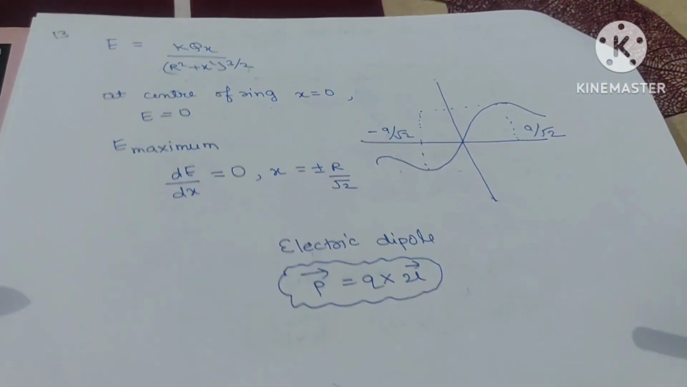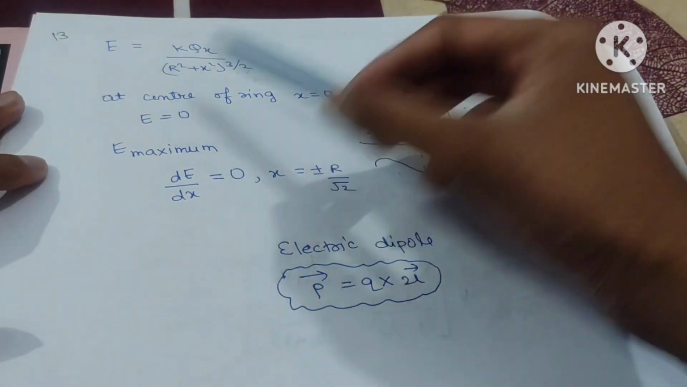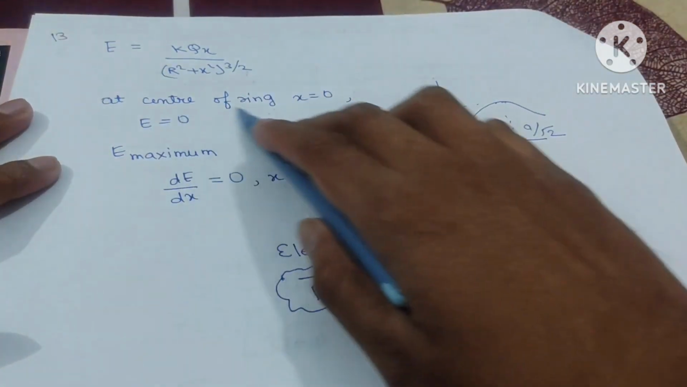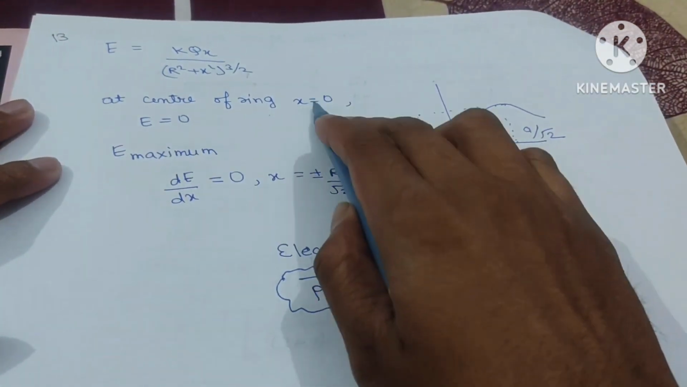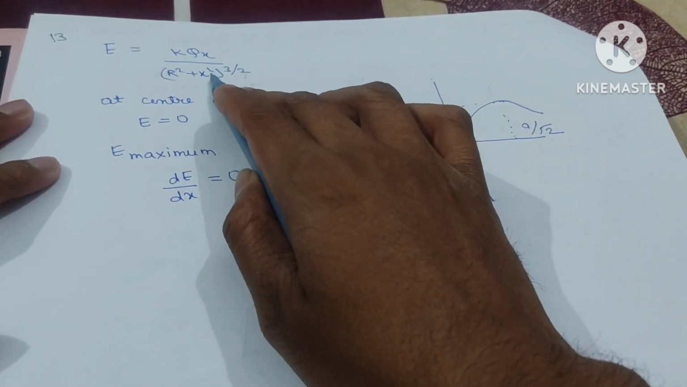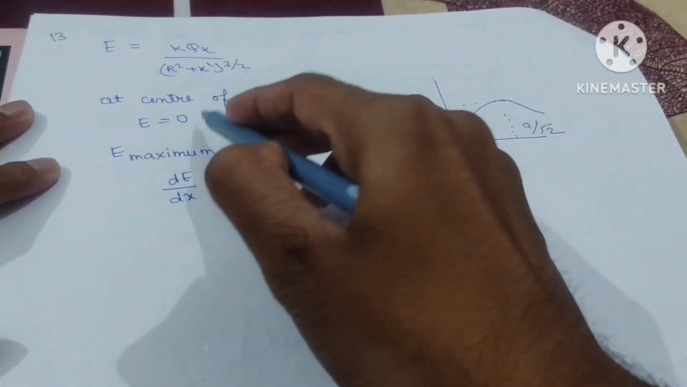So the other concept would be like this. If we are dealing with the center of the ring, at the center of the ring x is equal to 0, and if x is equal to 0, what will be the electric field? The electric field is also 0.